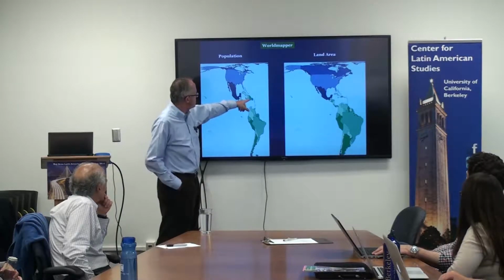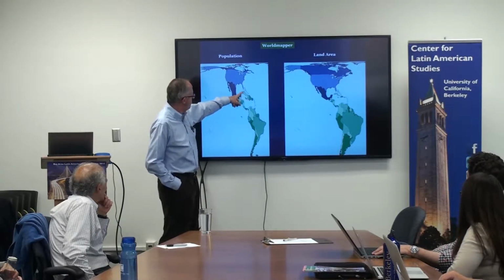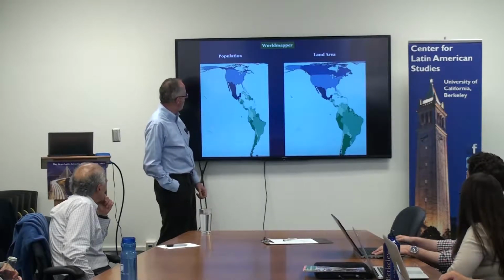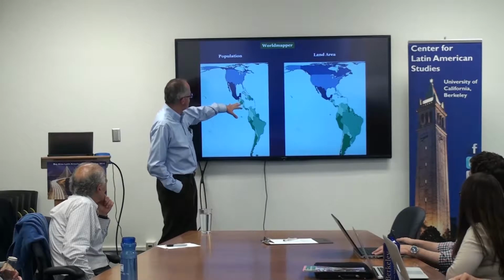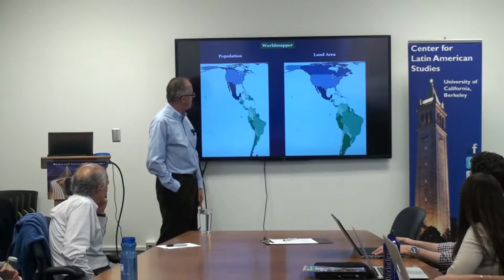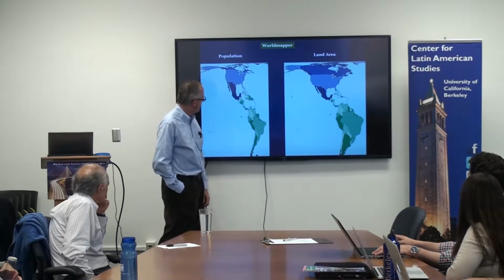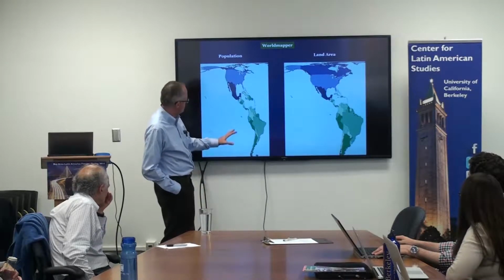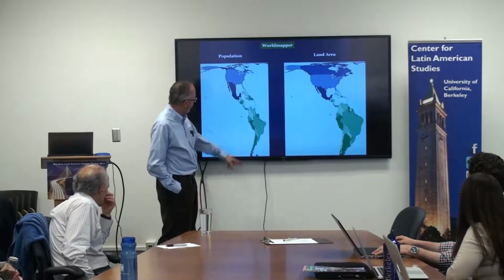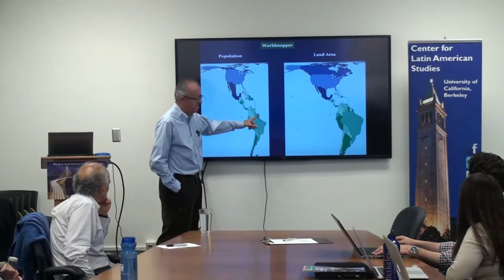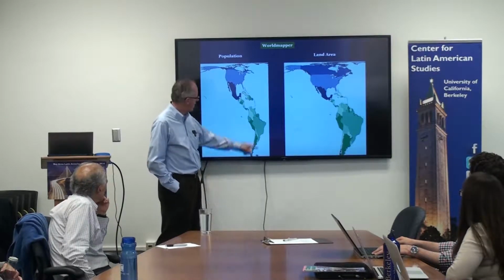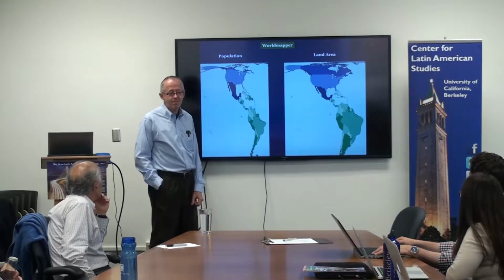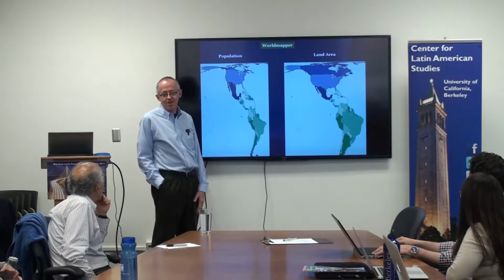In the Caribbean, Hispaniola grows on both sides. Cuba grows, Jamaica grows, Puerto Rico grows. El Salvador grows the most. Nicaragua doesn't grow much. And Guatemala and Honduras grow a bit. And down here, everything pretty much shrinks. Some shrink a little bit more than others. And this is an artifact. Any idea why this is an artifact? This is a Latin American Studies group, right?